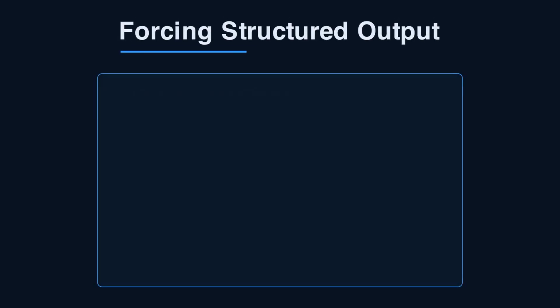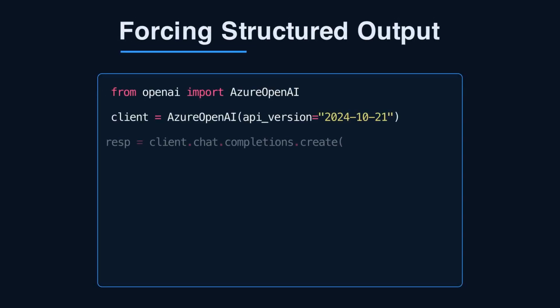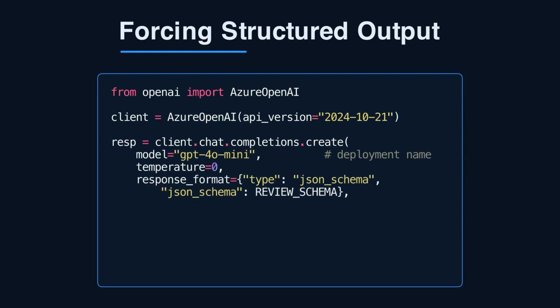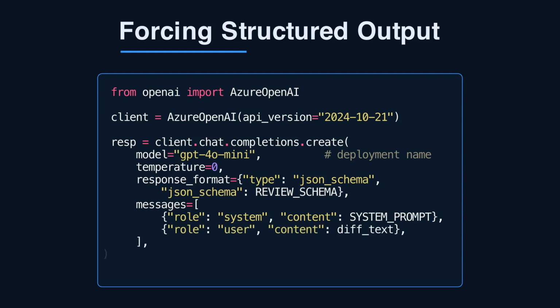Free text reviews are unparsable, so force structured output. Use the chat completions API with a JSON schema response format and a system prompt that defines exactly what a finding looks like: file, line, severity, and message. This lets you map each finding straight onto a pull request comment at the right line, drop low severity noise, and keep results deterministic by setting temperature near 0. Here's the core call in Python using the Azure OpenAI client.